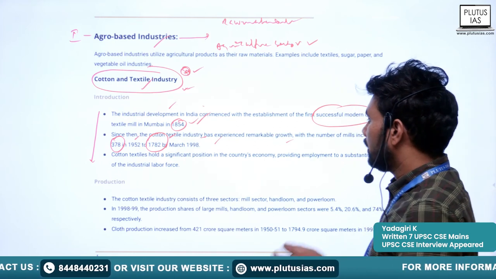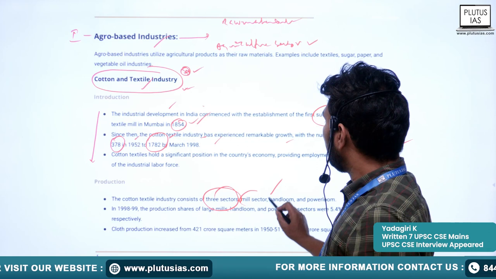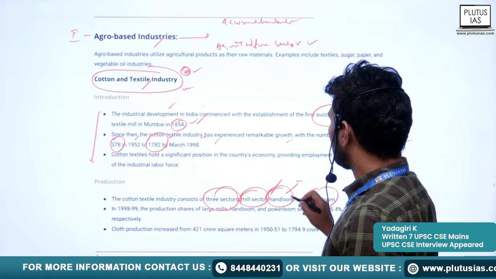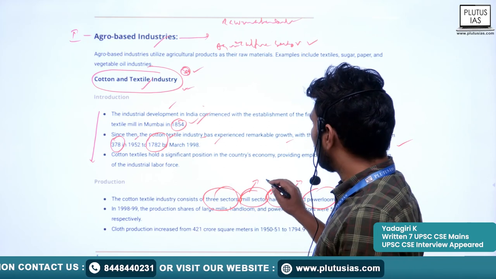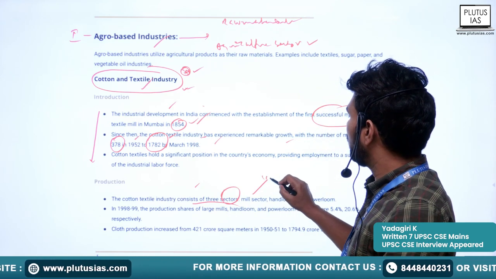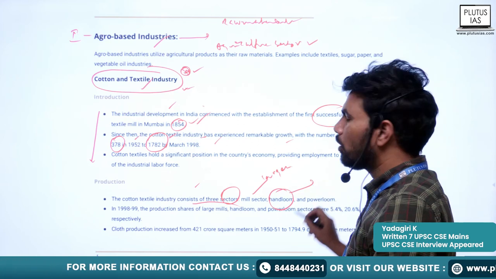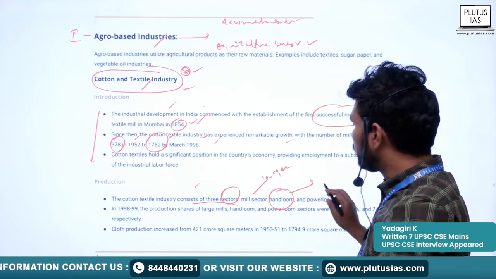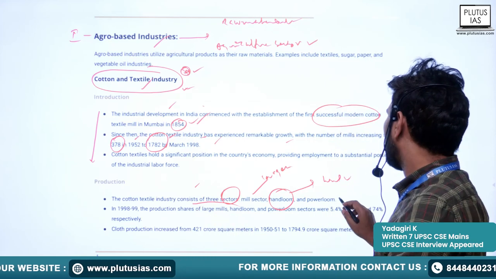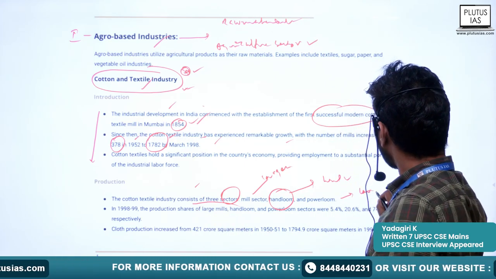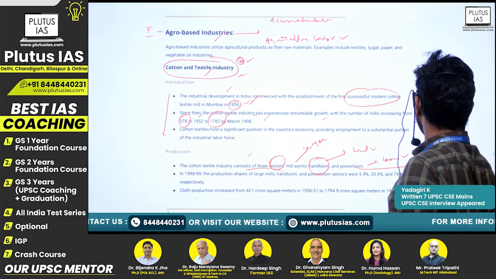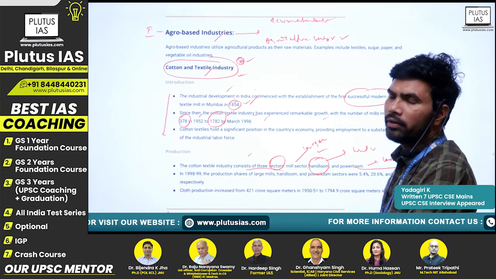All right. Production consists of three sectors: mill sector, handloom sector, and powerloom sector. We can divide the cotton textile industry into three sectors. In the mill sector, large mills are there. Apart from that, handlooms are there, used to weave cloth or fabric; a handloom is operated manually by the individual. Next, the power loom, the loom to produce fabric, is run on power. So broadly we can divide into three categories.